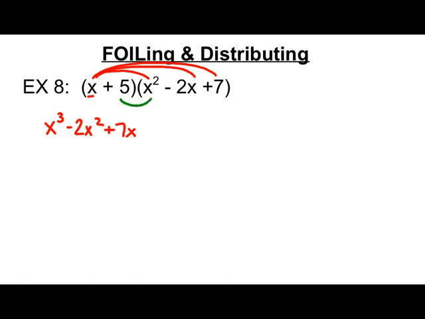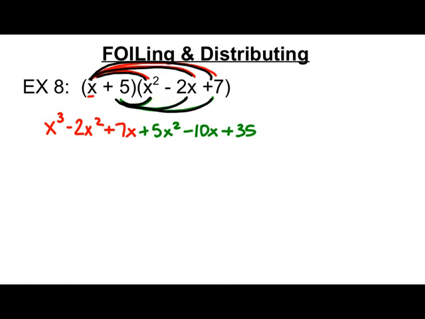So we're going to do 5 times x squared, which is 5x squared. 5 times negative 2x, which is negative 10x. And 5 times positive 7, which is 35. And if you retrace your steps, you'll notice we've multiplied everything by 7. We've multiplied everything by negative 2x. And we've multiplied everything by x squared. So we have covered every combination.